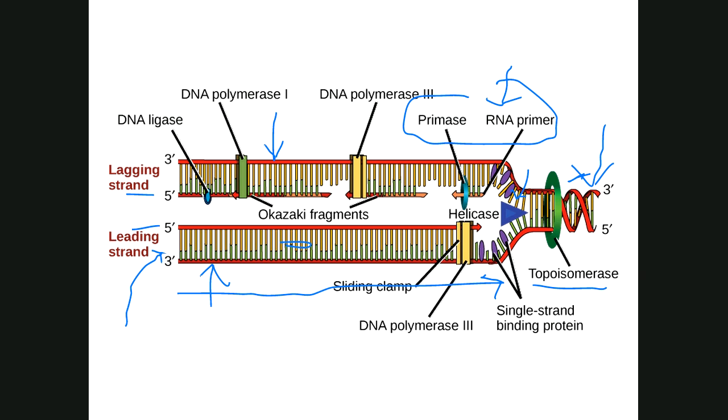I'll get to the top strand in just a second. There's a lot going on up there, but let's make it easy for ourselves and stick with the bottom strand. So once that little piece of RNA primer has been put down, was it 3 or 4 bases long right here, then along comes an enzyme.